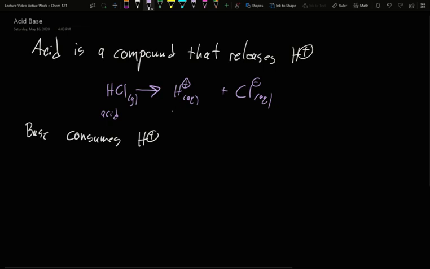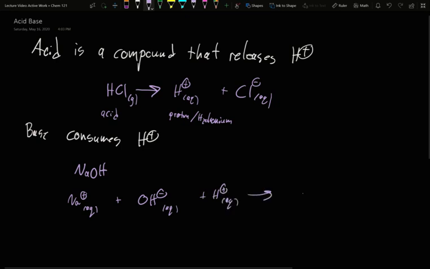And so H+ is our proton, or it is our hydronium. There's a lot of names for it, but it is what we are releasing when the acid releases. Well, a base is something that consumes the H+. So if you have something like sodium hydroxide, well, really in solution, this is a sodium and a hydroxide. And if they run into an H+ aqueous, it makes water.